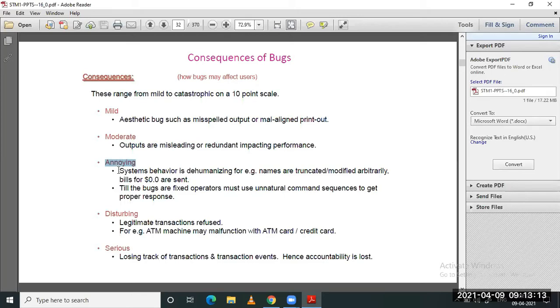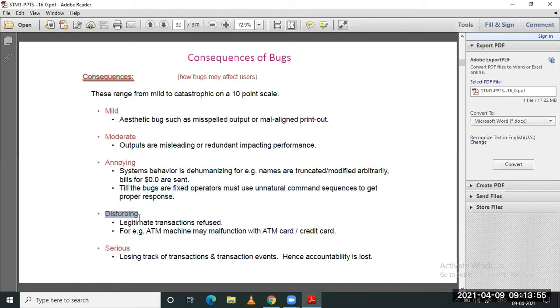And annoying bugs. In annoying bugs, system behavior is dehumanizing. For example, names are truncated, modified, or arbitrary, or bills for $0 or cents. That means annoying is when you developed a software and now it generates bills for $0. There is nothing to bill, but you got the bill because of the software failure. Till the bugs are fixed, operators must use unnatural command sequences to get a proper response.